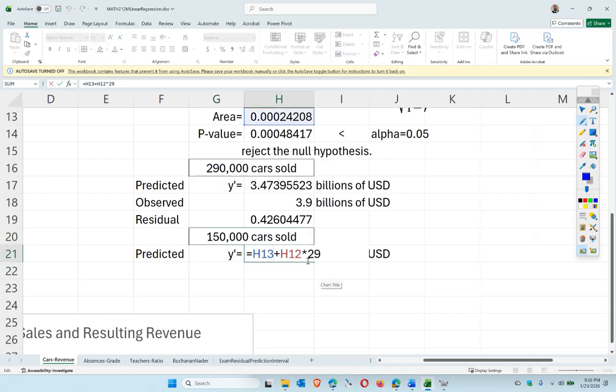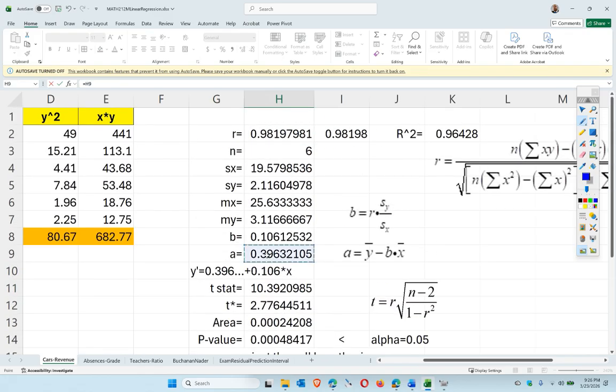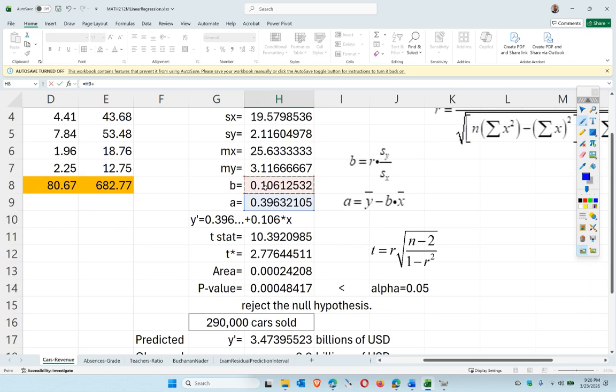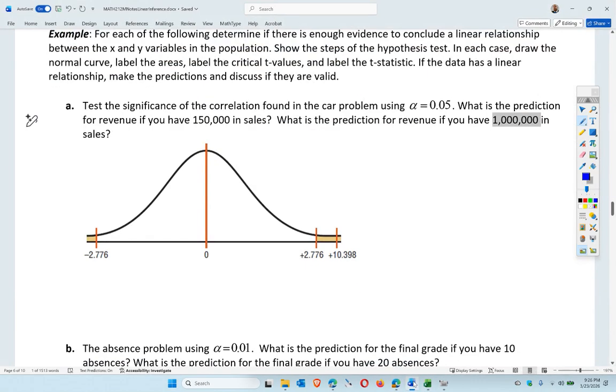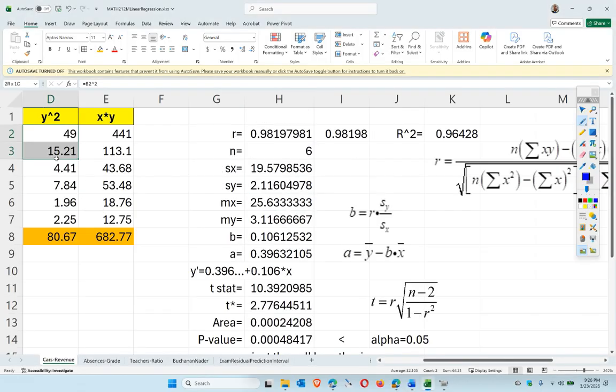Okay, so we need A plus B times the 15, I believe, because I believe it's in tens of thousands, isn't it? Yeah, so it's billions of dollars in USD. Okay, so that one's fine. However, I can't do this one, millions. You're like, why is that? Well, if I look at my data, none of these are even close to millions of cars sold, right? It's hundreds of thousands, that's it, basically.